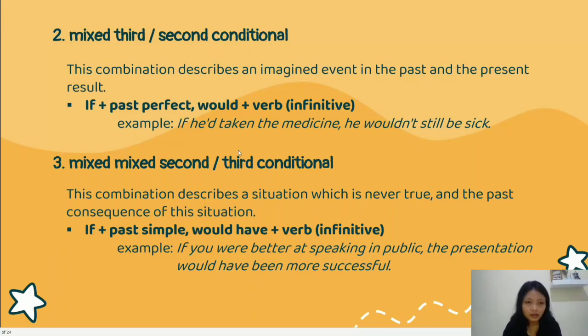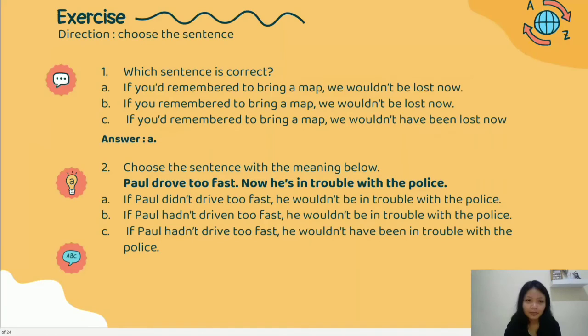Okay, second we talk about the mixed third or second conditional. This combination describes an imagined event in the past and the present result. The pattern is, if plus past perfect, would plus verb infinitive. For example, if he had taken the medicine, we would not still be sick.